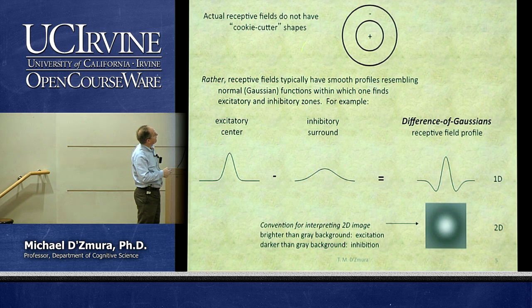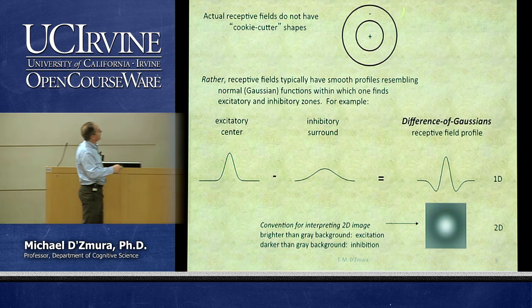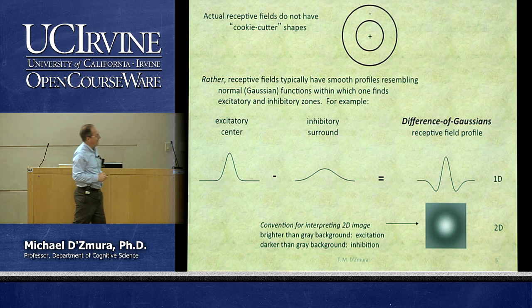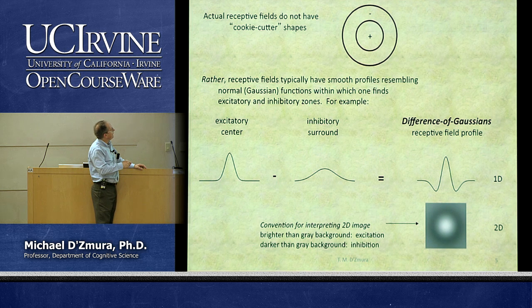Now, actual receptive fields do not have cookie cutter shapes. For center surround cells, it's been this little disc in the center and then the annulus surrounding it. In fact, that's not quite accurate. It's a little bit too cut and dry. Receptive fields typically have smoother profiles. And for center surround units, these resemble more closely normal distributions or Gaussian functions. So this is an example of a Gaussian function. This is another example of a Gaussian function.